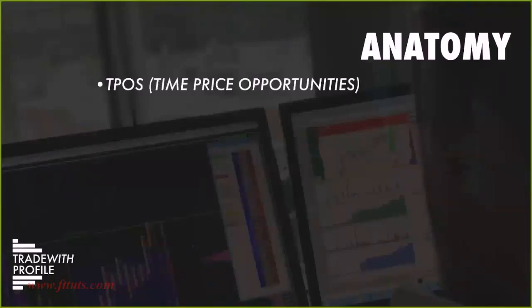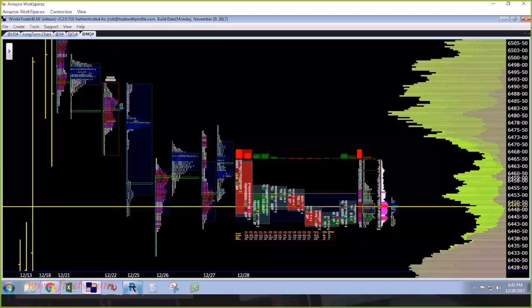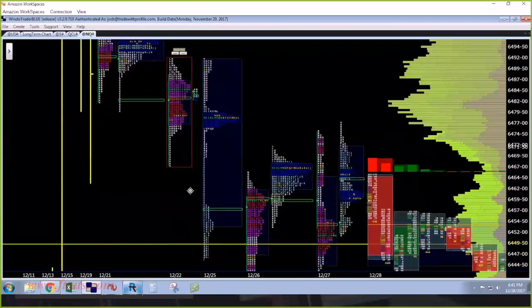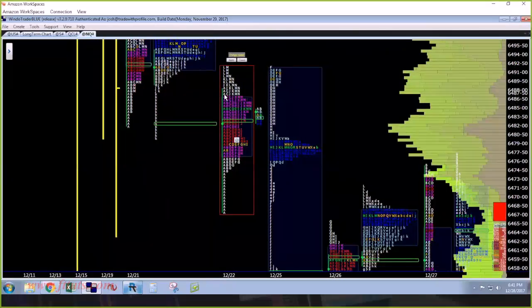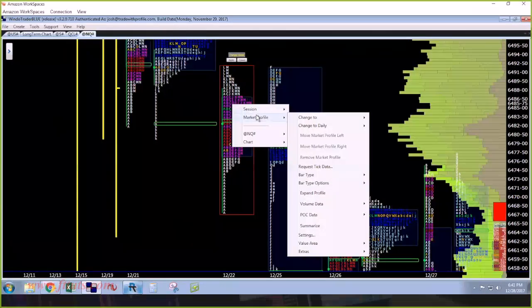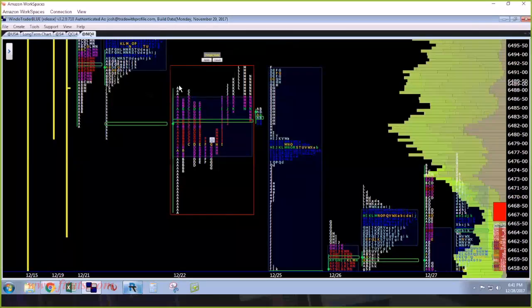These are TPOs. When I look at a market profile chart, each one of these letters is what they call a time price opportunity. Essentially, it's saying that at that time, price was offered in this range. If I expand this, in the first 30 minutes of the session on the 22nd, in A period, price was offered from 64.88 down to 64.67 in the NASDAQ futures. That's a time price opportunity.